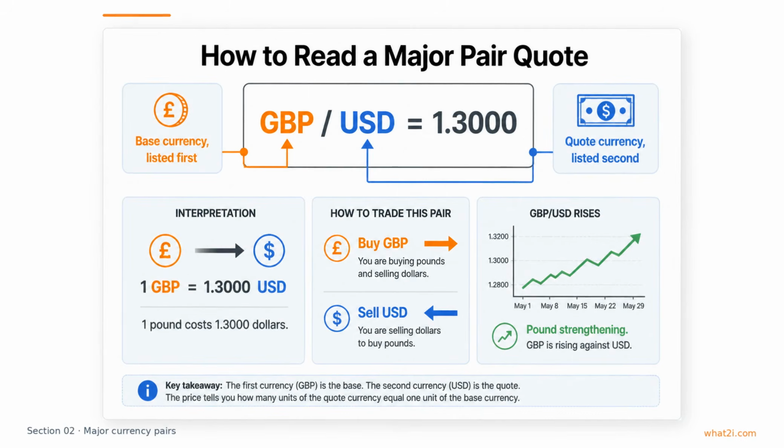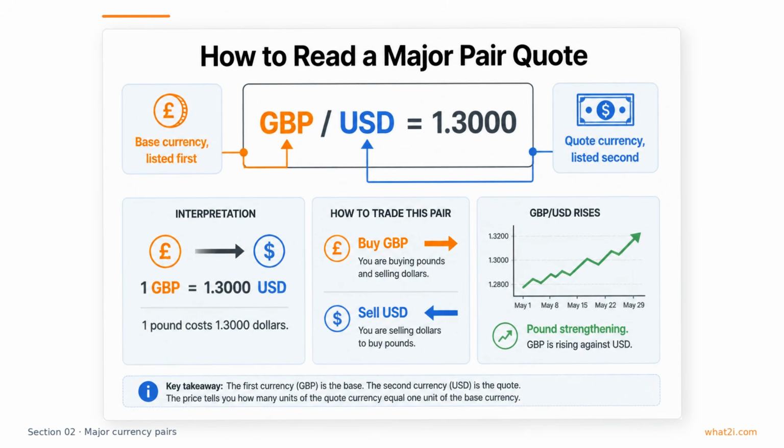Reading a major pair uses exactly the same logic we covered earlier. In GBP/USD at 1.30000, the pound is the base currency and the US dollar is the quote currency. That means 1 pound costs $1.30000. If GBP/USD rises, the pound is strengthening relative to the dollar. If you buy the pair, you are buying pounds and selling dollars. So even with very familiar pairs, the real skill is still interpreting the quote from the base currency's point of view.